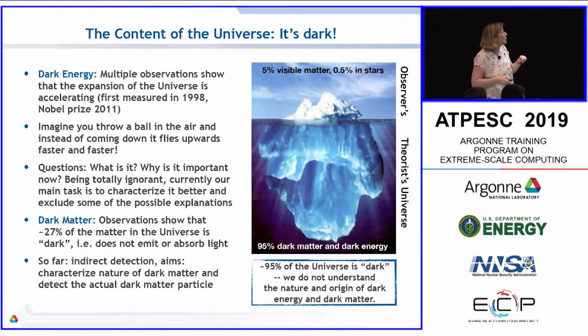The observer's universe is the rest of the 5%, so it's the visible matter, and only 0.5% is in stars. So when I show you this survey of these galaxies, that's actually a very, very small component of the universe, but still it tells you a lot about this 95% of the dark component. So that's actually pretty exciting.